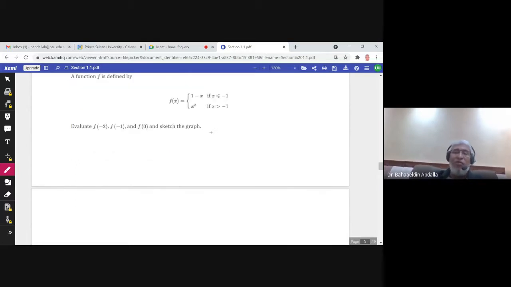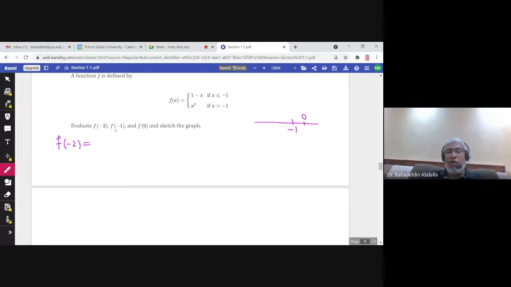How to find f of -2? Well, to find f of -2, I have to look for x equals -2. -2 is the value of x. Now, is -2 greater than -1 or less than -1? So this is -1, and this is 0.